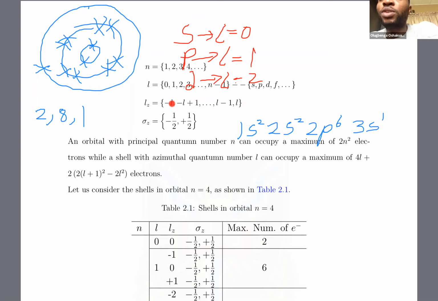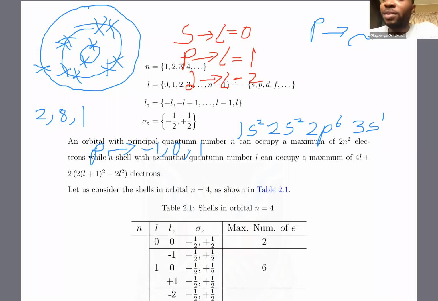That is, you would have just a single value of a magnetic quantum number. So when you are dealing with L equal to 0, when you are dealing with S, you can only have a single magnetic quantum number, which is L subscript Z equal to 0. When we move further to P, which is L equal to 1, we'll be talking about from -1 to 0 to +1. That is, for P, we should be talking about magnetic quantum numbers -1, 0, and 1.